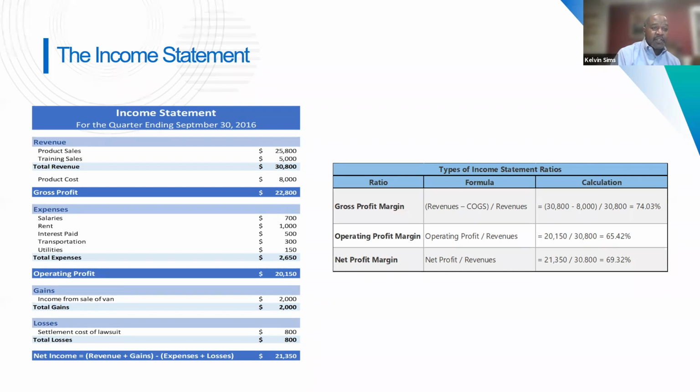The higher this number is, the better. You really want your profit number to be as high as you can, not only in dollars but in percentage, because you say if for every dollar I spend, I'm getting 74% back, or 74 cents back on it, that is a good return for me from a business standpoint.